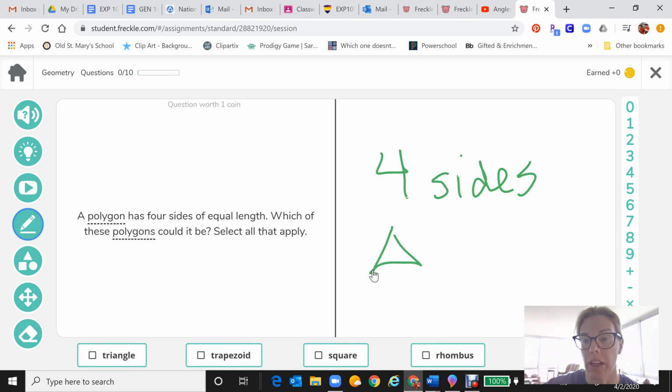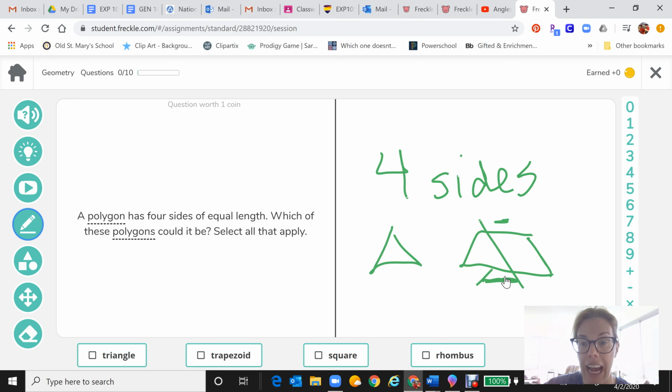What about a trapezoid? Well, if you go back and think about it, this is what a trapezoid looks like. So yes, it does have four sides, but are they all equal in length? Well, the answer would be no, right? Because this bottom line here is much longer than this line up here. So this would not be equal length.